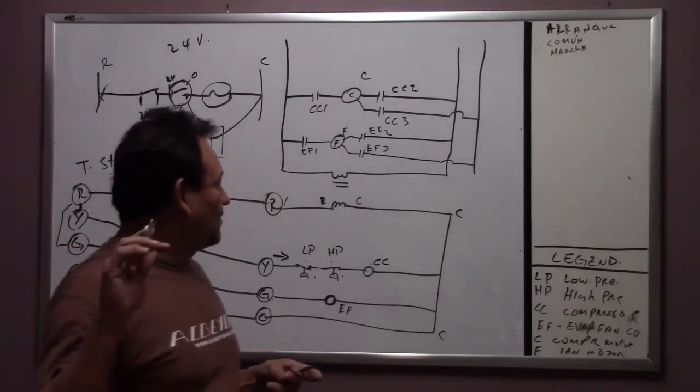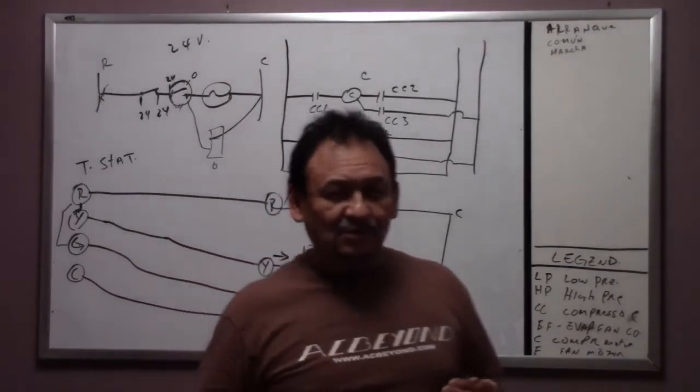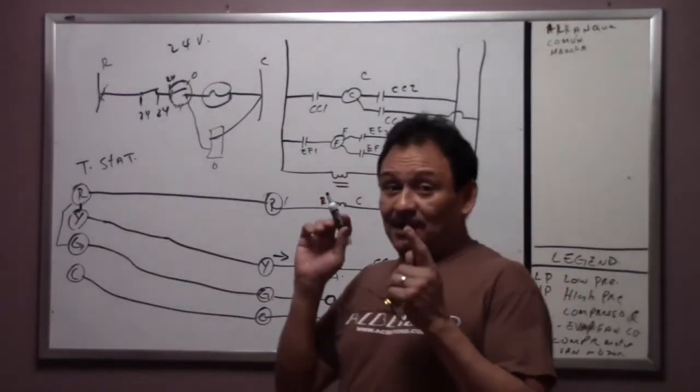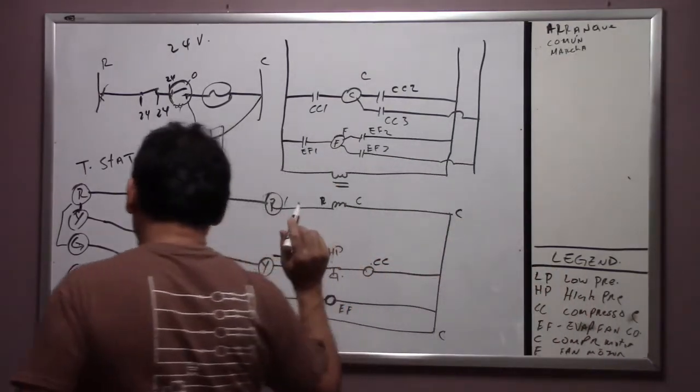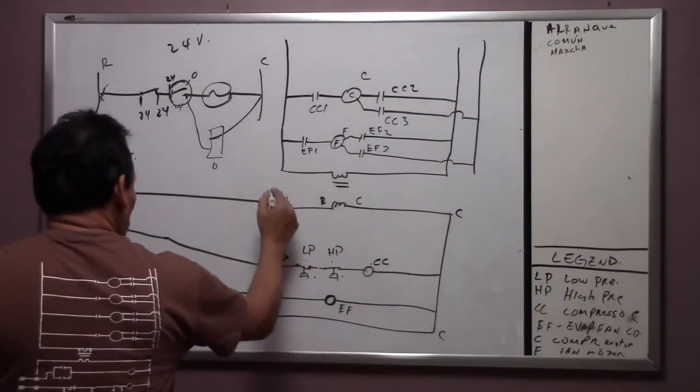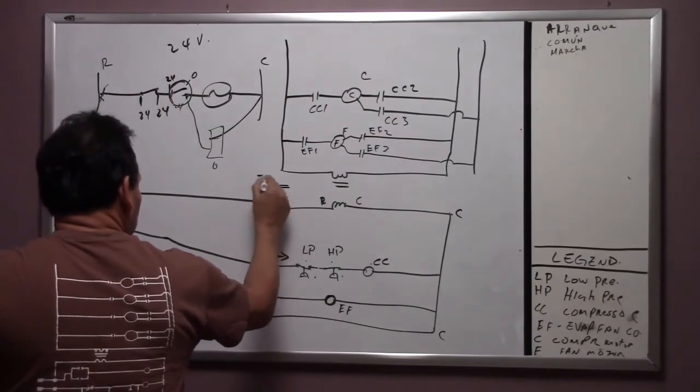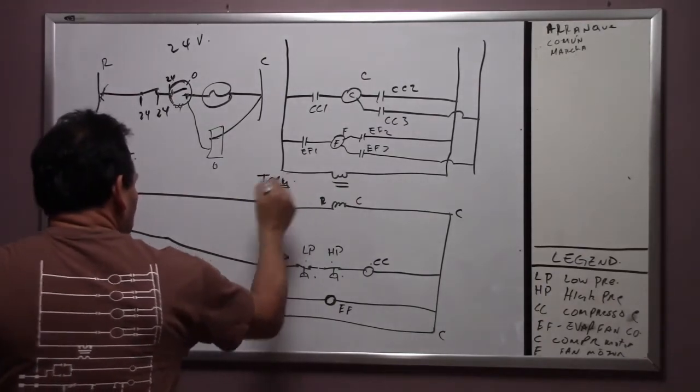Okay, now I'm going to repeat this a couple of times because this is very important. What you have to remember is the problem is inside the air conditioner or outside the air conditioner. And you do it from here. Okay? This is your terminal strip.